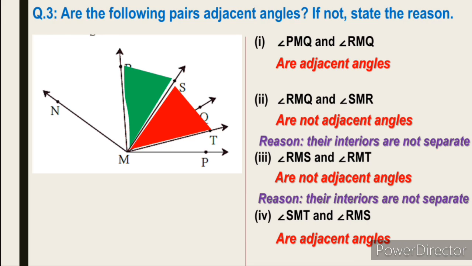So today we have learned about interior and exterior of an angle, and we have learned about what are adjacent angles. So let's have a quick revision. Adjacent angles are the angles whose interiors are separate. They do not overlap and they have same arm. So this kind of pair is known as adjacent angle pair.